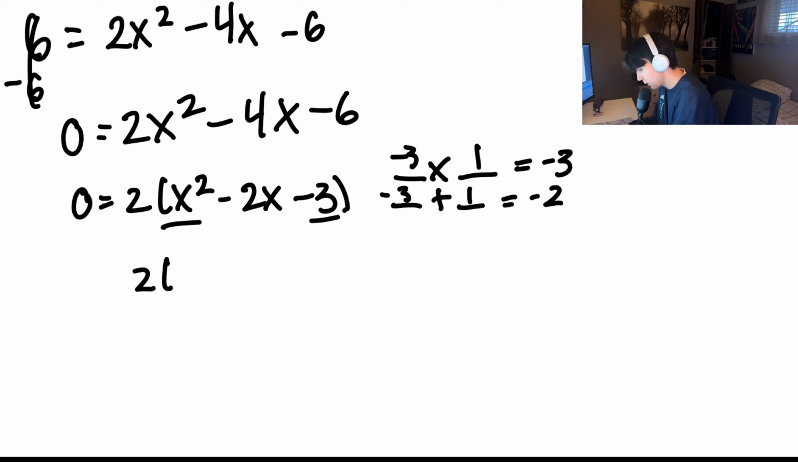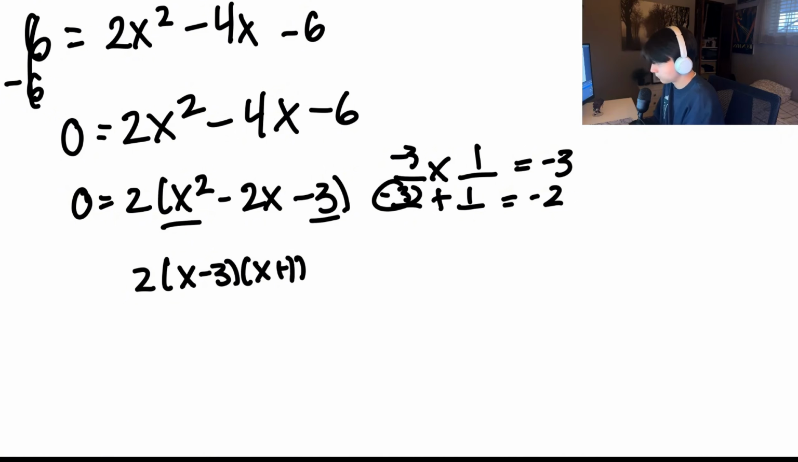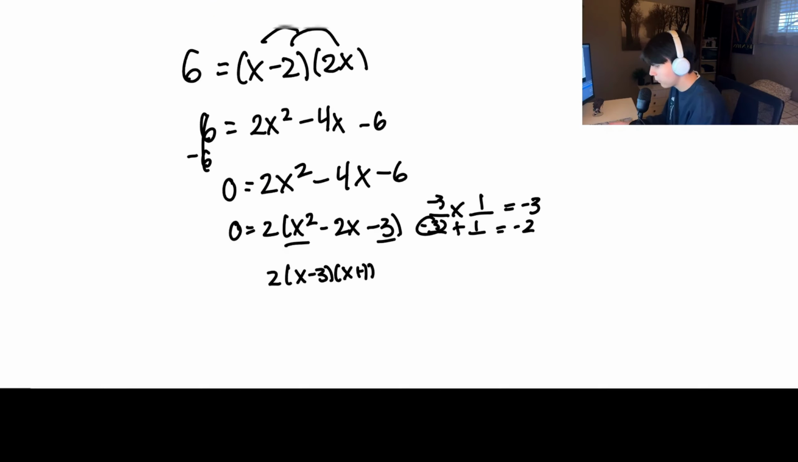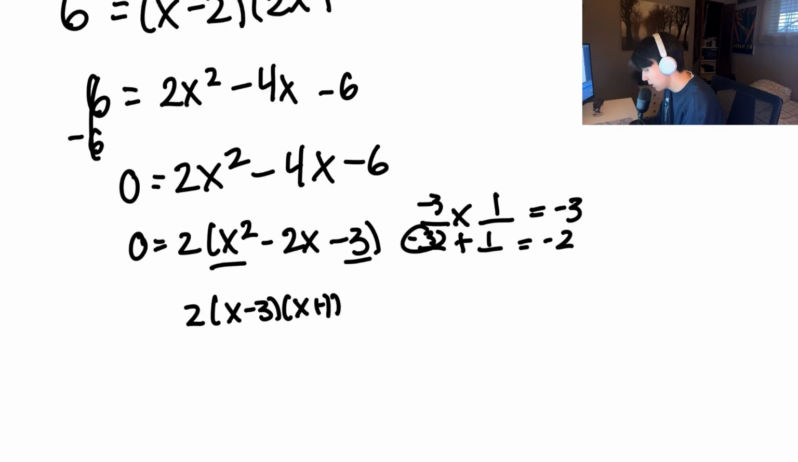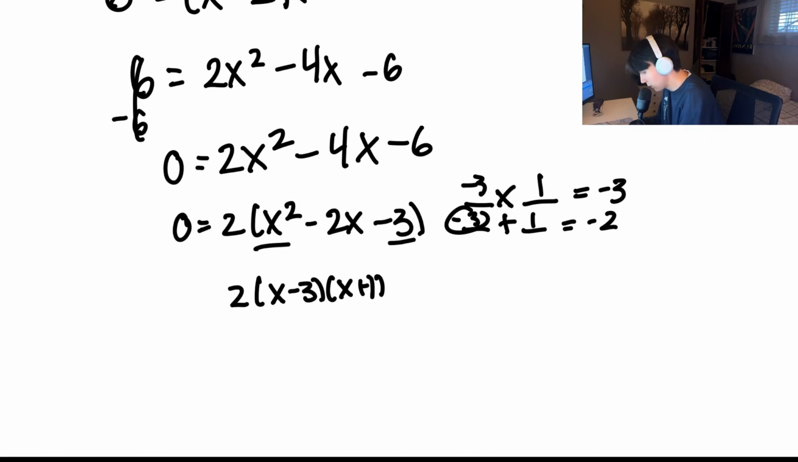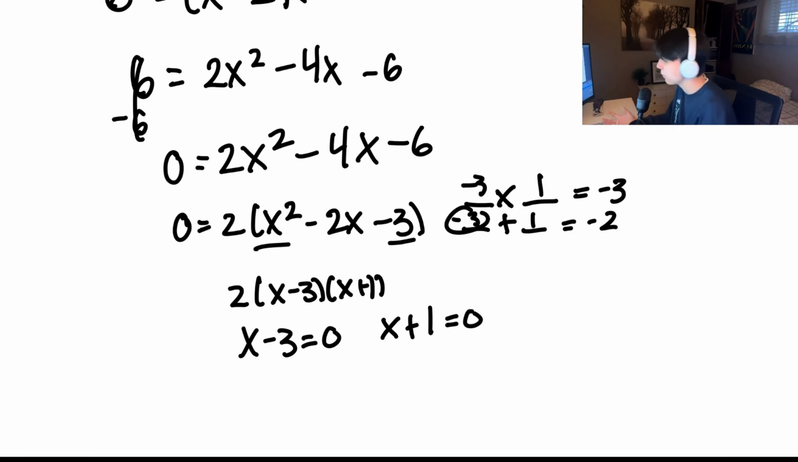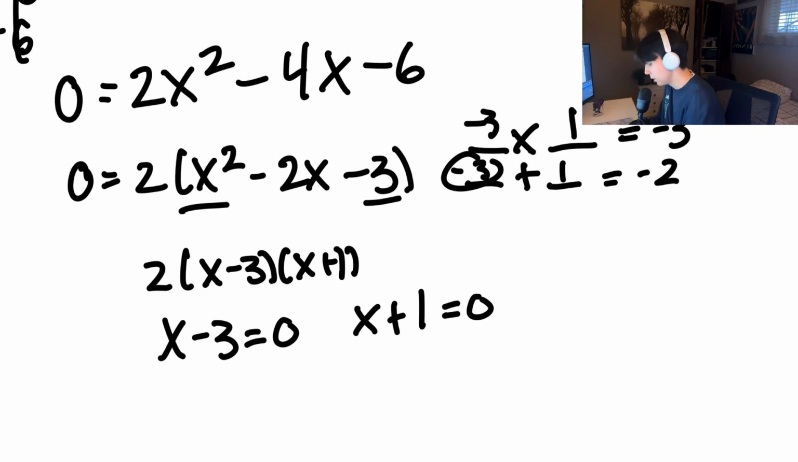So what that should factor down into is x minus 3 and x plus 1. Now we're going to set both of these equal to 0. So x minus 3 equals 0 and x plus 1 equals 0. This should be a recap from what we did in unit 2. We just solve for x here, so we get x is equal to 3 and x is equal to negative 1.